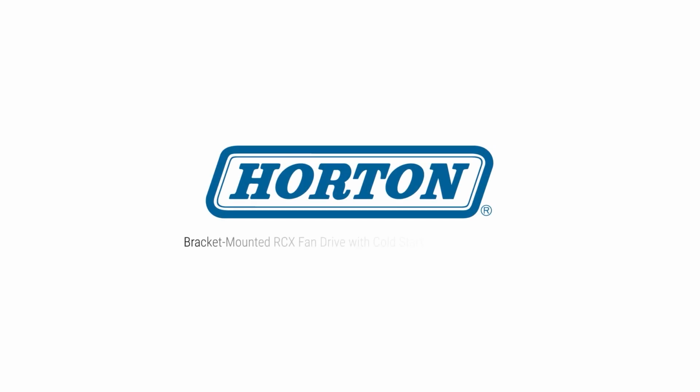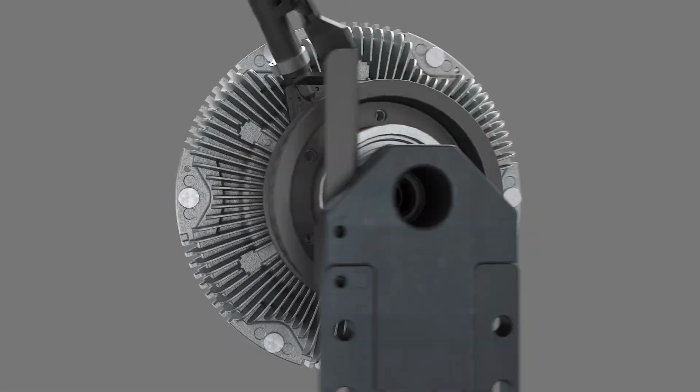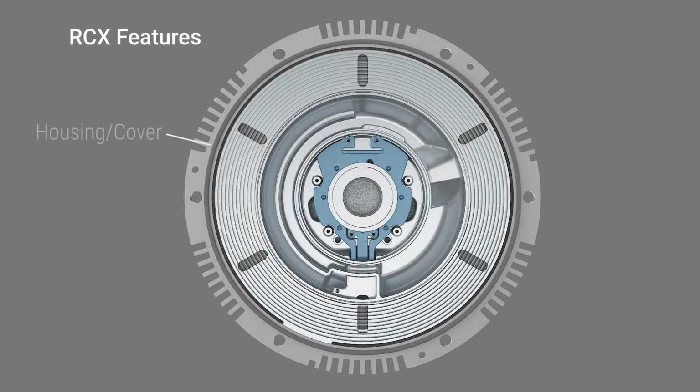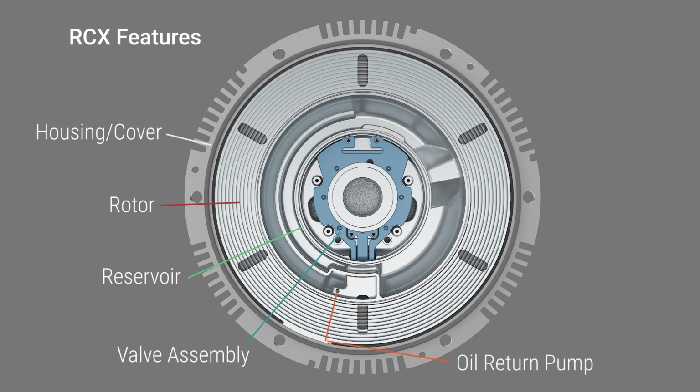Presenting the bracket-mounted RCX fan drive with cold start disengagement from Horton. The main parts of the RCX viscous fan drive are the housing and cover, rotor, reservoir, valve assembly, oil return pump, and oil release point.